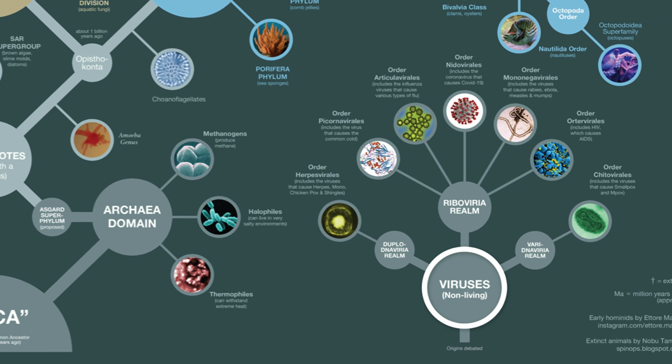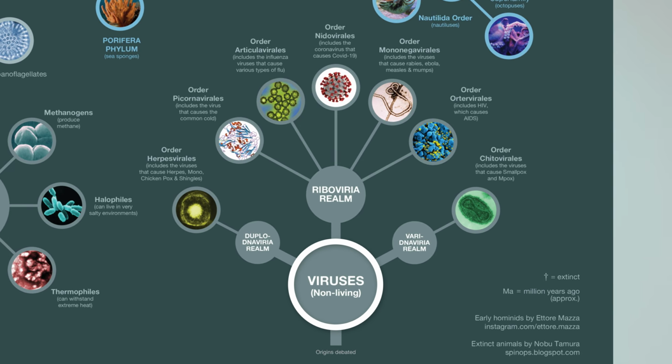Nowadays, viruses are categorized into realms, of which 3 are shown on this chart. Duplodnaviria includes viruses that are based on a double strand of DNA, hence duplo. These include the viruses that cause herpes, mono, and chickenpox. Varidnaviria includes various DNA-based viruses, such as the virus that caused smallpox, as well as the closely related monkeypox.